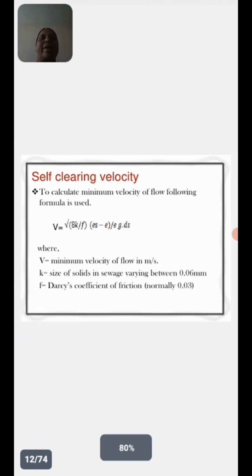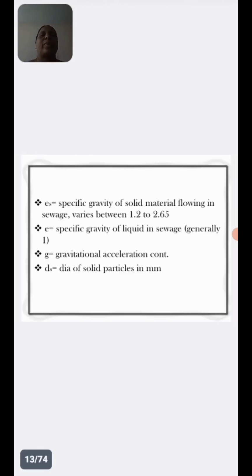Self-cleansing velocity. To calculate the minimum velocity of flow, the following formula is used: V equal to square root of 8K divided by f, into Ss minus s divided by s, into g into Ds, where V is the minimum velocity of flow in meter per second, K is a constant related to the size of solids in sewage, f is the coefficient of friction, normally 0.03, Ss is the specific gravity of solid material flowing in sewage, varying between 1.2 and 2.65, s is the specific gravity of the liquid in sewage, generally 1, g is the gravitational acceleration, and Ds is the diameter of solid particles in mm.